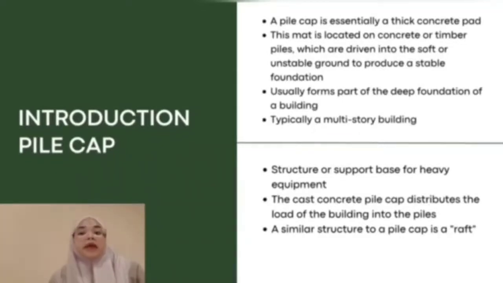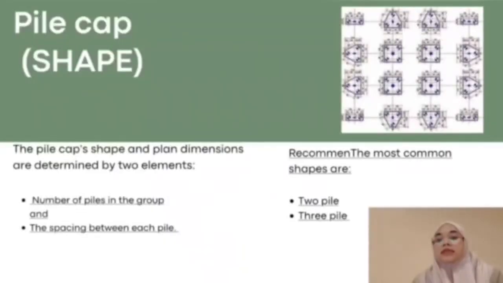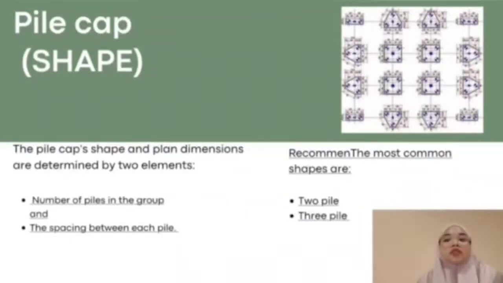And the last one, a familiar structure to a pile cap is a raft. This is the pile cap shape. The pile cap shape and plan dimension are determined by two elements, which is the number of piles in the group and the spacing between each pile. Pile caps have two shapes, which is two piles and three piles most commonly, but we have another shape actually.